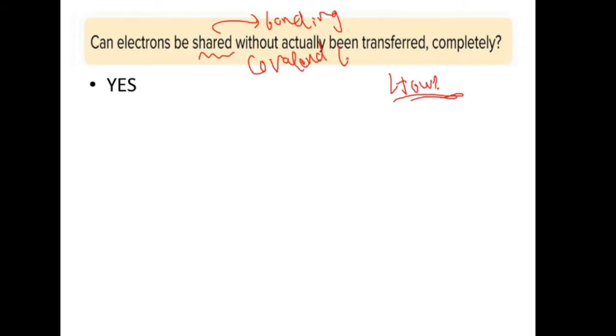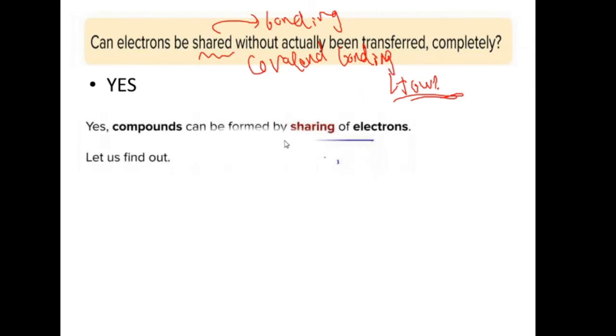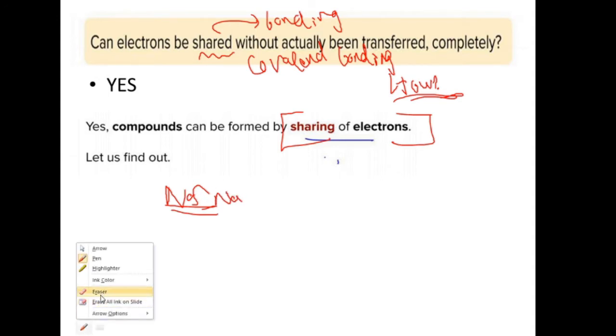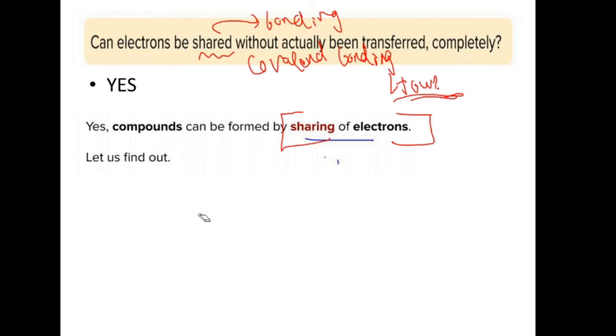If the compounds are formed by sharing of electrons, we can say they are covalent compounds. See, a huge number of compounds are actually formed by the means of sharing of electrons. We are sharing the electron. For example, consider a situation like sodium. Sodium is able to share one electron with another sodium, and they are sharing their electron. So when we talk about sharing the electron, this means that compounds are formed by covalent bonding.